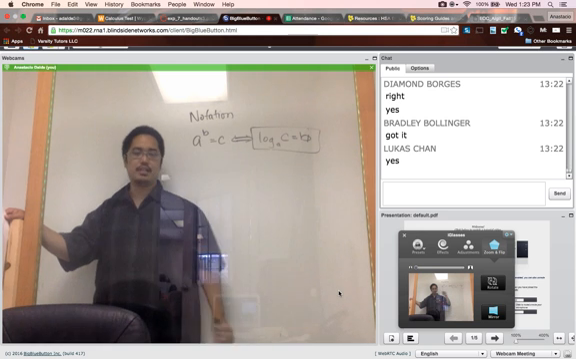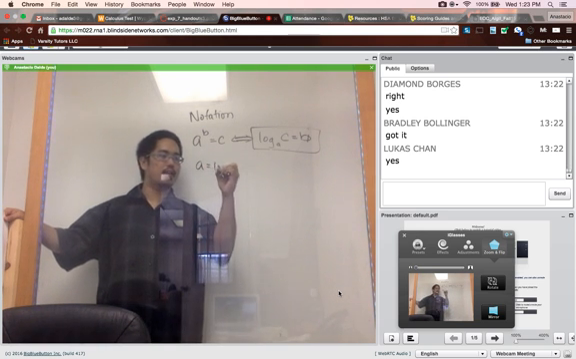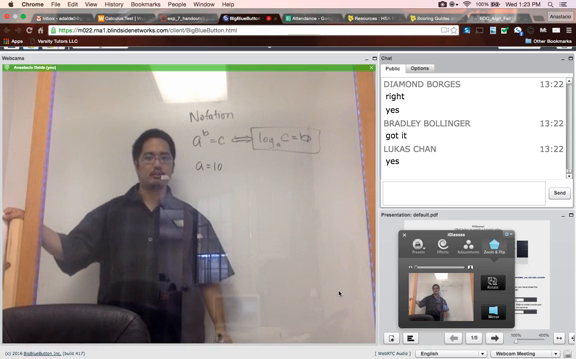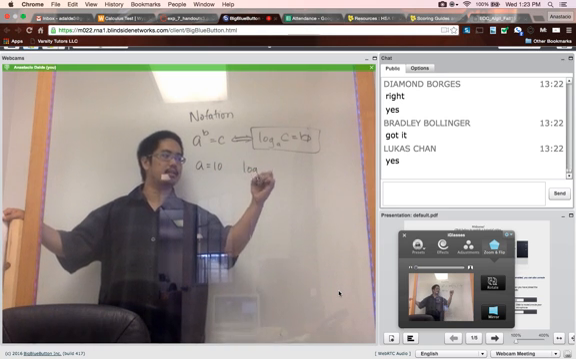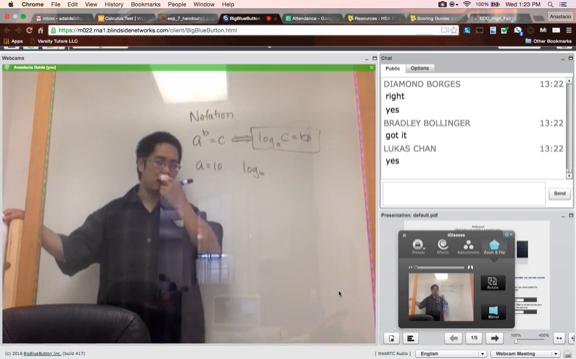This is the notation. Now, if a is equal to 10, that is the most standard log that we deal with. That's called log base 10. And if you type in the log button into your calculator, it assumes that you're talking about log base 10. Cool?